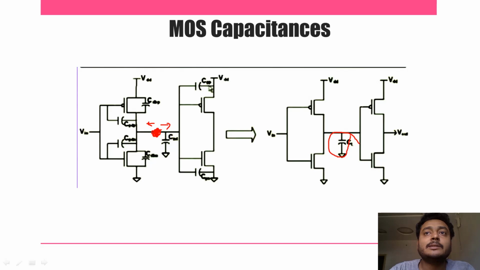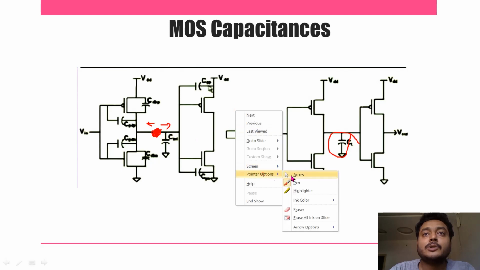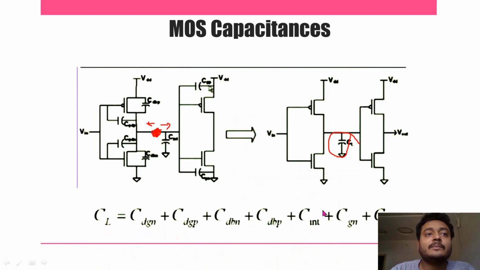Okay, so whenever I say this is a load capacitance, it means the overall capacitance, that is the inclusion of all these things. Your CL is equal to CDGN, CDGP, CDBN, CDBP, and C internal capacitance. Internal capacitance is wiring capacitance. You will have some wiring from here to here, and that wiring also provides some capacitance effect, which we call wiring or internal capacitance. And similarly we have CGN and CGP. All these capacitances together we assume as a load capacitance. This is how the load capacitance concept originates.